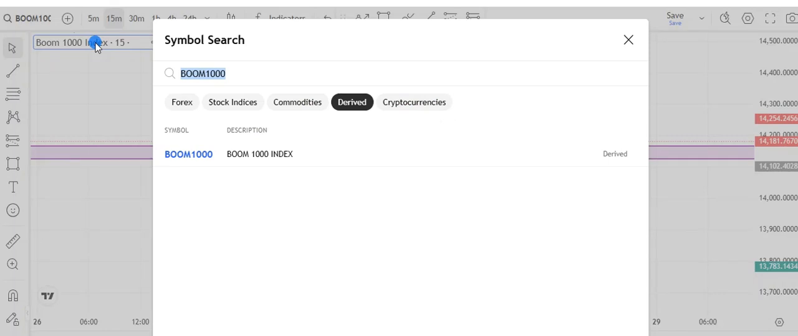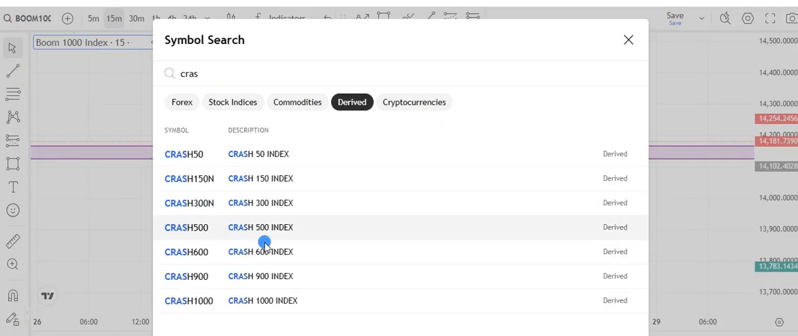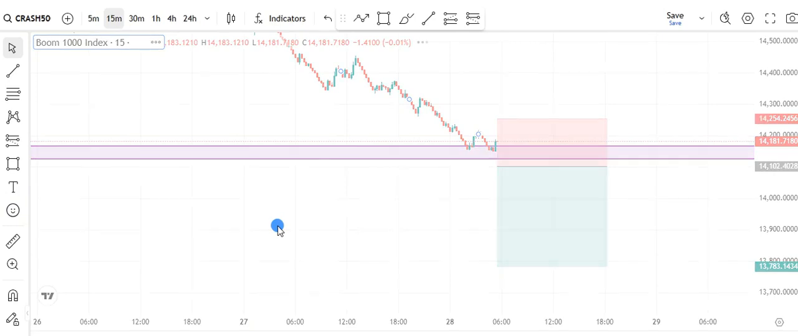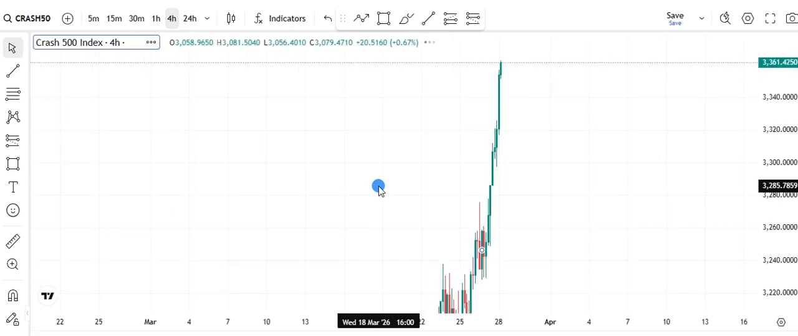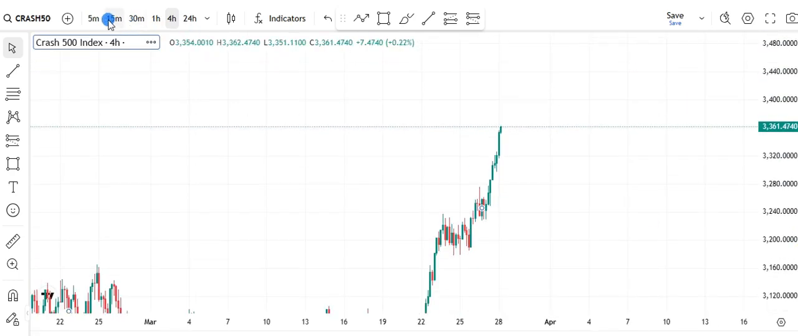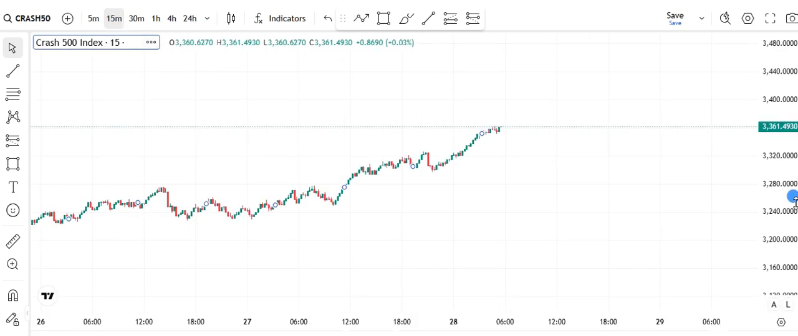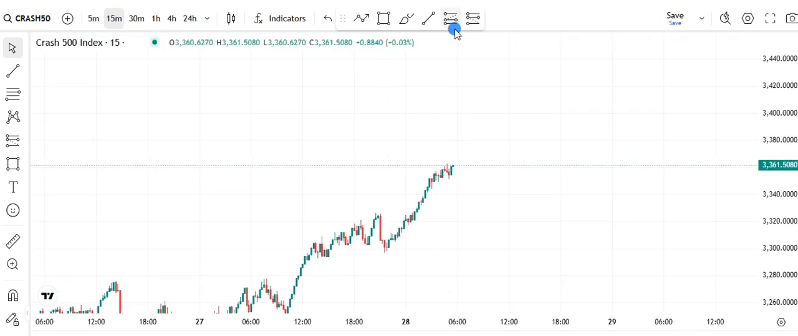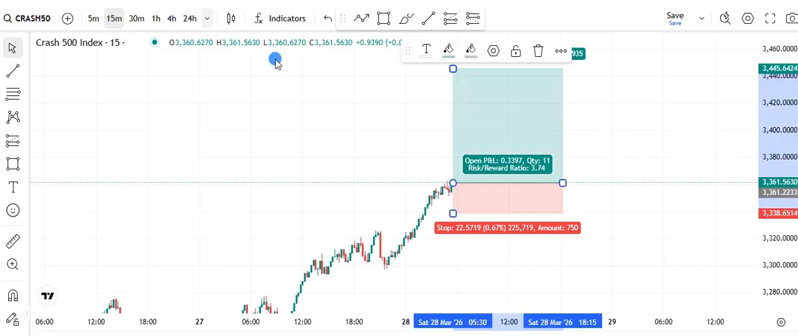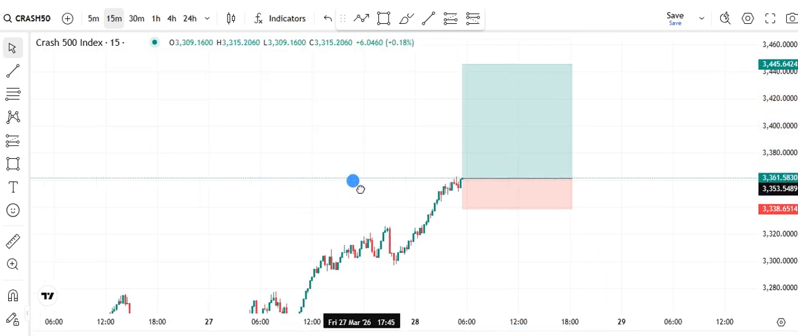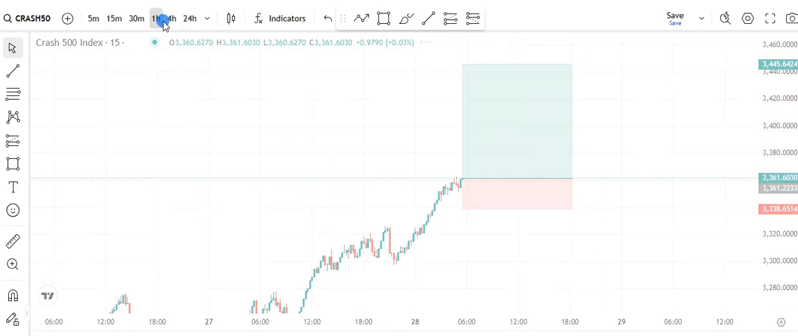Alright, that's it. Let's go to the next one, which is definitely the Crash. Of course, we're starting with Crash 500. Alright, to the 4-hour chart also. I think it's also looking bullish, very bullish. You can see that right there. So this is what I'll be anticipating on Crash 500: a good bullish move.